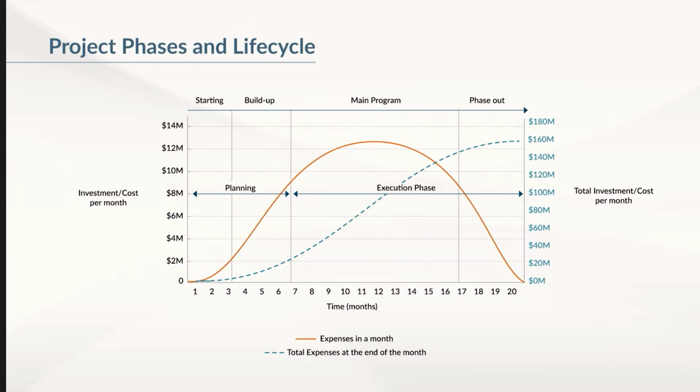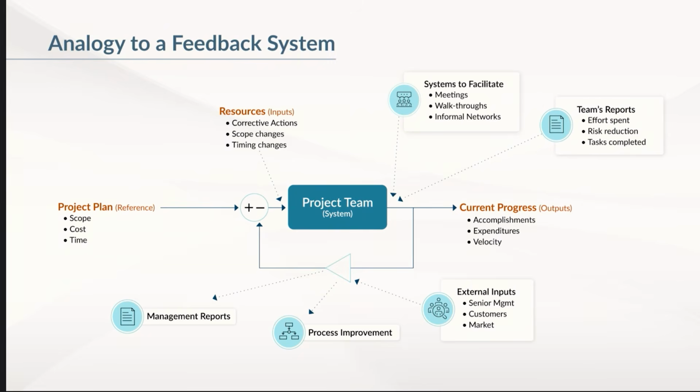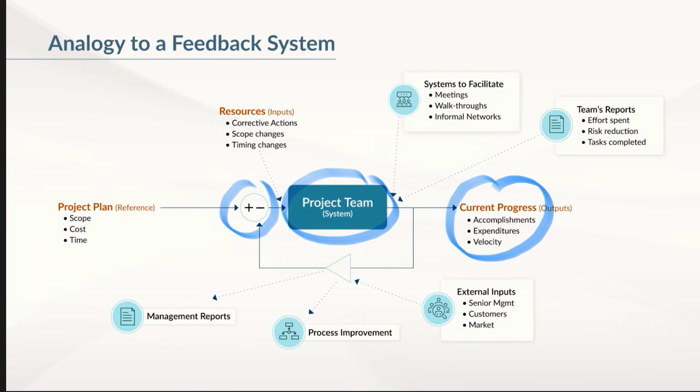Recall that execution was the longest, most resource-intensive stage. Your thorough planning helps you monitor and control the performance of your team to yield the expected outcomes. Think of your project as a feedback system, where your project team is the system to be controlled. The current progress of your team is the system outputs. The project resources and scope are the system inputs. And you are the governor of operations as the system controller.